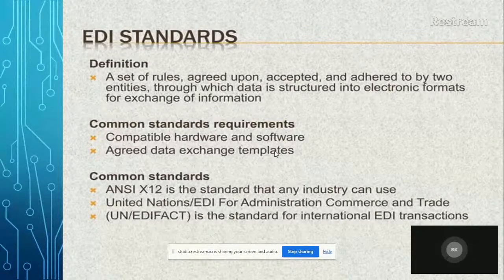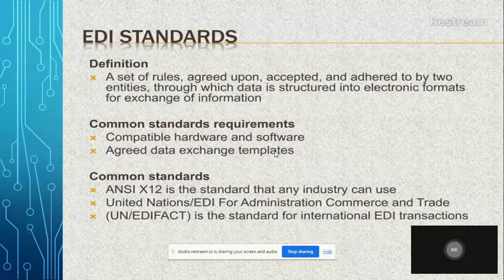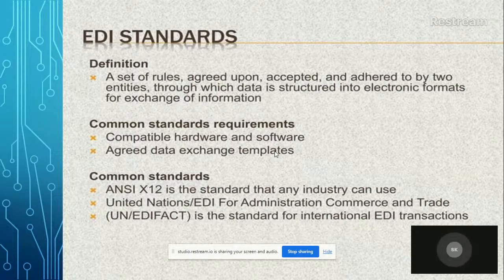So the definition, as I said, is a set of rules which is agreed upon and acceptable to two entities, through which data can be structured into electronic format for exchange of information from one organization to another organization, from one computer to another computer. The common standard requirements are compatible hardware and software, agreed data exchange templates, and the common standard ANSI X12 is a standard that any industry can use.